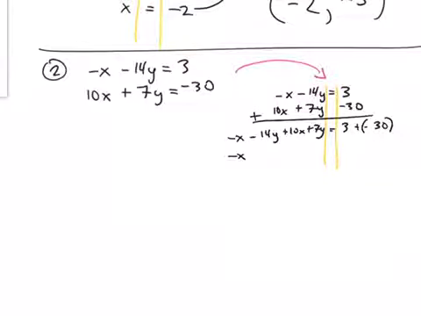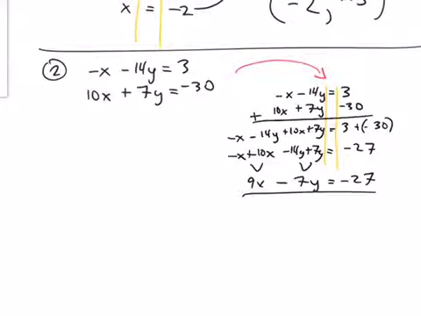And that gives me negative x plus 10x, and negative 14y plus 7y is equal to negative 27. And so my x's combine to make 9x, and my y's combine to make negative 7y, and I don't get rid of any variables, and so I don't have an equation with one variable that gets me any closer to solving my system. So this level of complexity requires us to do one more step in order to make elimination work here. Do something clever here.